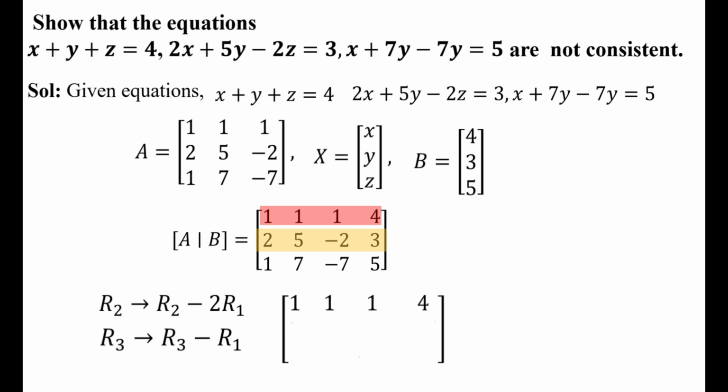For the second row, we perform the operation R2 minus 2R1. We get 2 minus 2, 5 minus 2, minus 2 minus 2, 3 minus 8. For the third row, applying R3 minus R1, we get 1 minus 1, 7 minus 1, minus 7 minus 1, 5 minus 4.